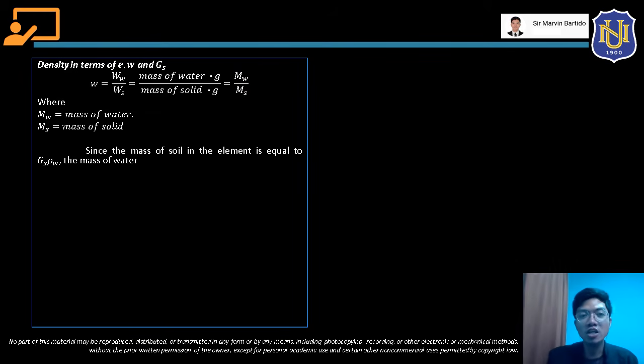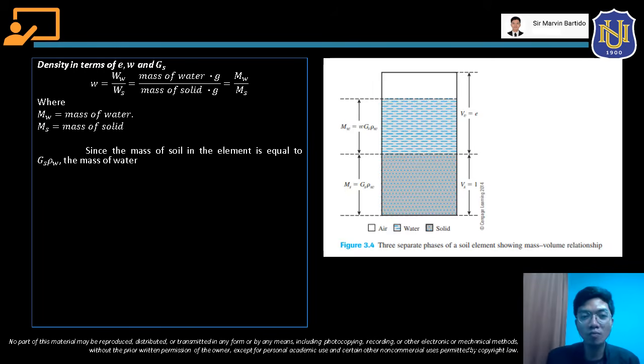Okay, so from here, class, di ba yung weight ng soil kanina na na-derive natin, yun ay G sub S times gamma ng water. So yung mass naman dito ng soil, it will be G sub S times density ng water. So yung mass ng water natin, therefore, it will be equal to w times mass ng soil, wherein yung mass ng soil, yan ay G sub S times rho ng water.